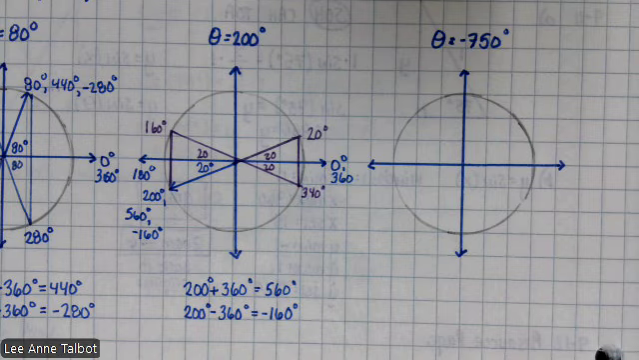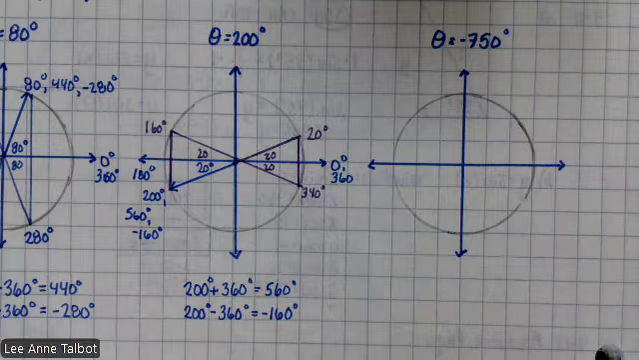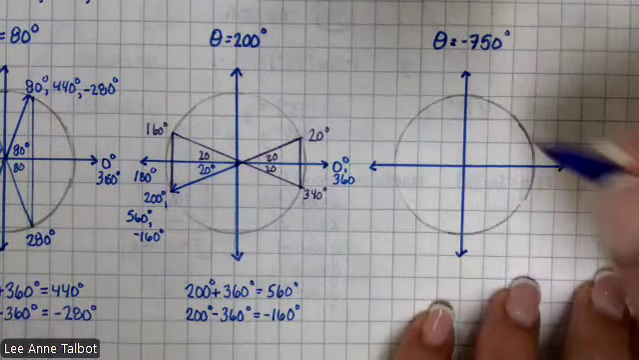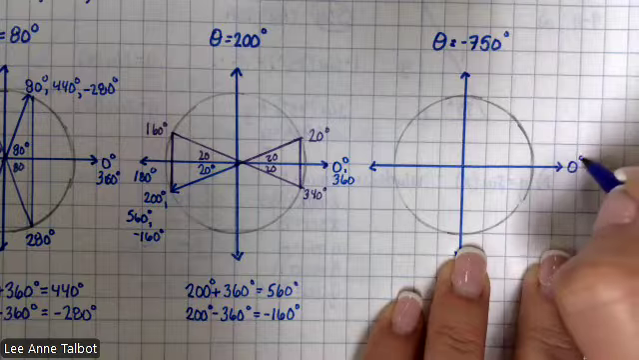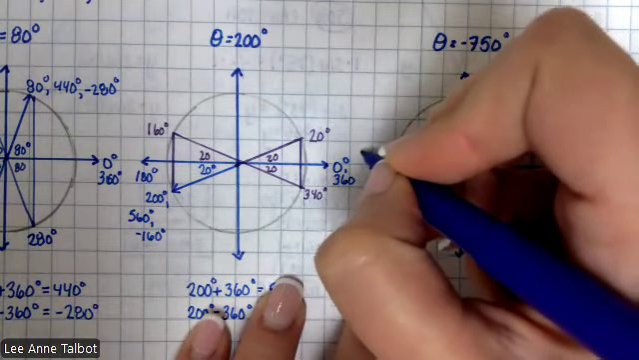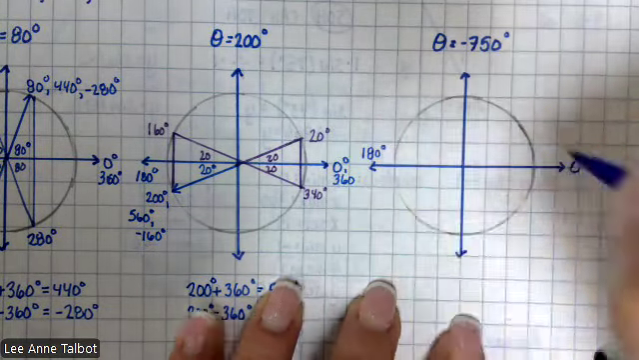It was great. Okay, last problem of the day, except I want to show you how to start the homework before we stop doing stuff. So negative 750. I'm going to label my stuff still the same.